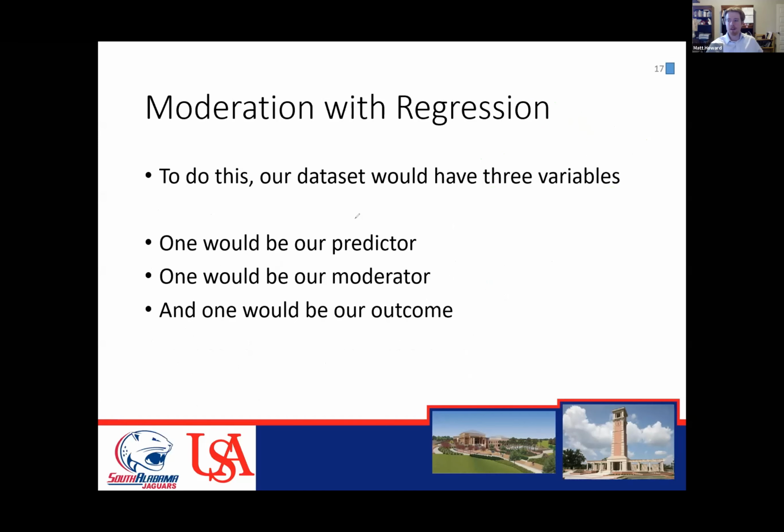Okay. So to do this, our data set needs to have at least three variables. One variable should be our predictor, one variable should be our moderator, and one variable should be our outcome. And once again, if we're going to do moderation with regression in this class, all three of these will be continuous variables.